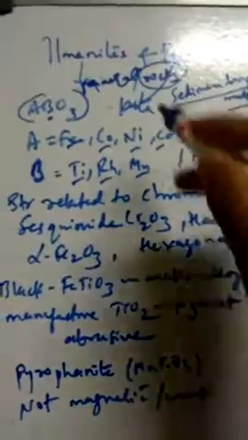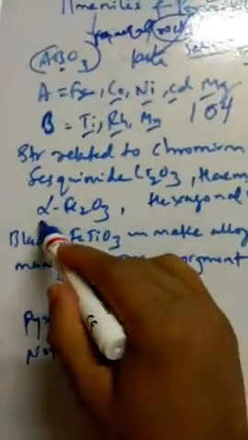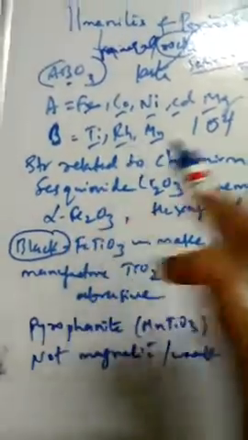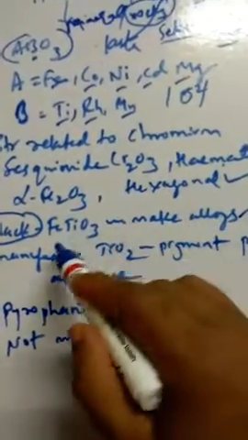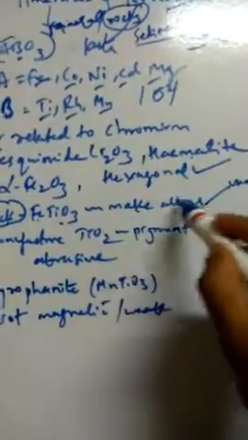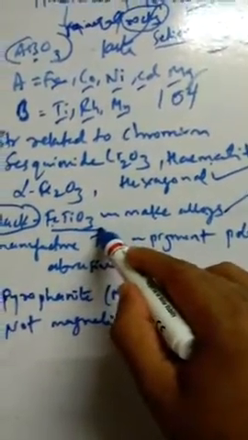The main important ilmenite is in the form of black color. So it is a black color mineral, and the best example of this is iron titanate. So FeTiO3. Okay, they are used to make alloys. So this is a main important example for ilmenites.